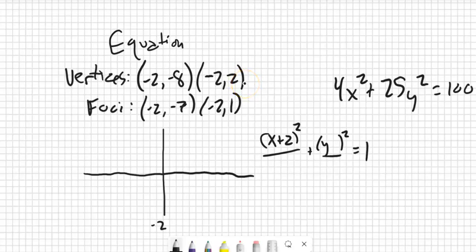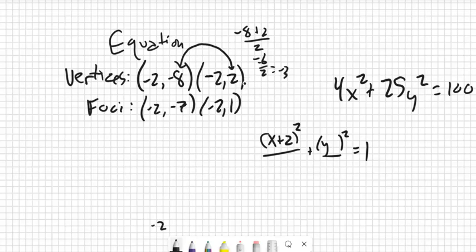So the y part will be halfway between the negative 8 and the 2. I can just average those. Negative 8 plus 2 divided by 2, negative 6 over 2, negative 3. So that means my center is at the point negative 2, negative 3. So this must be a (y plus 3) squared.